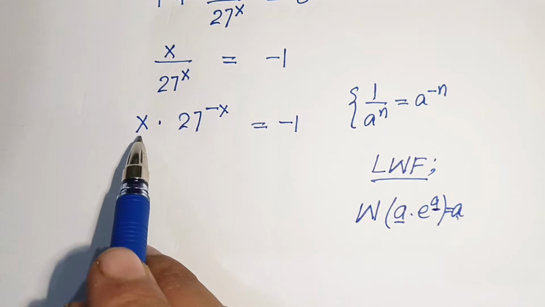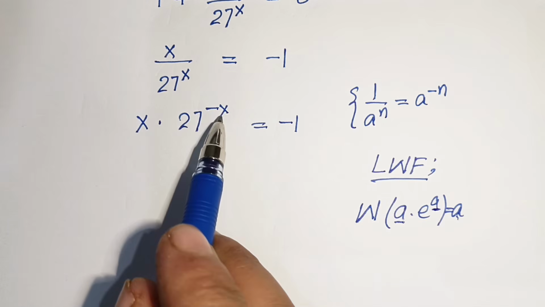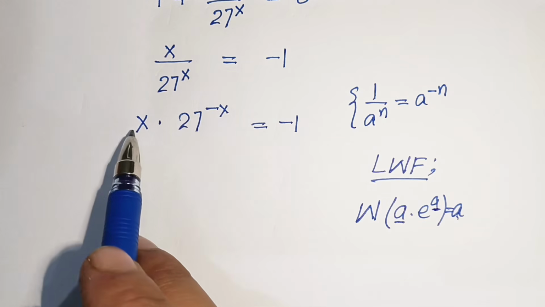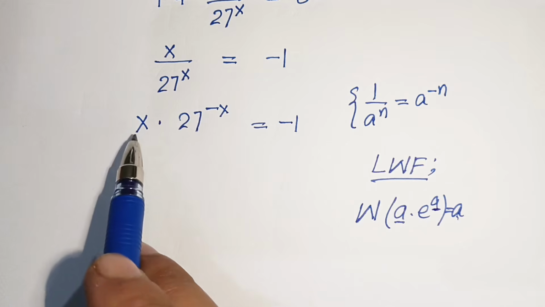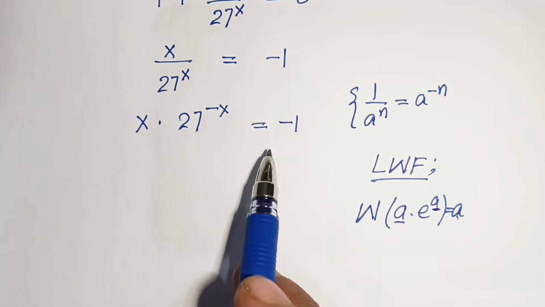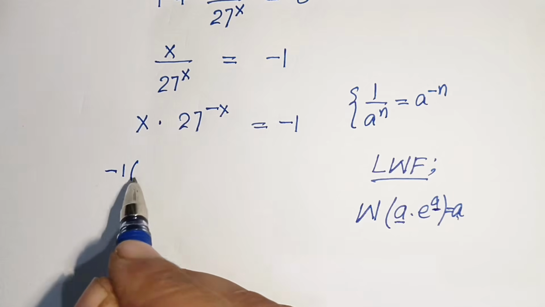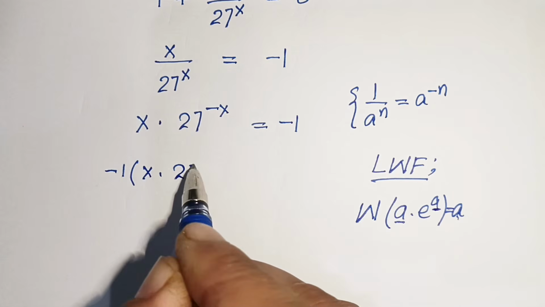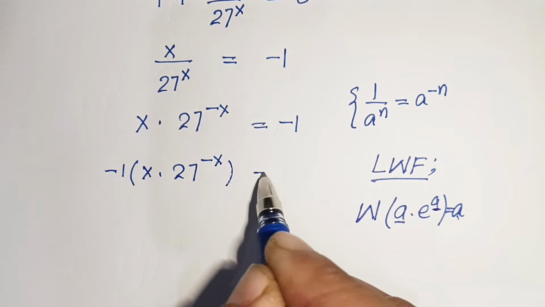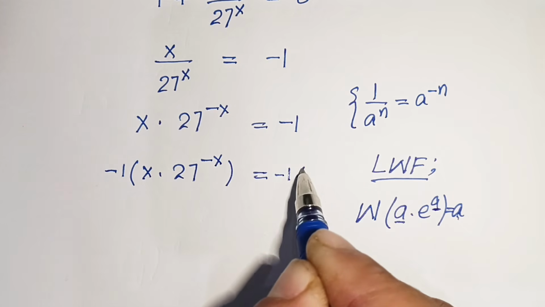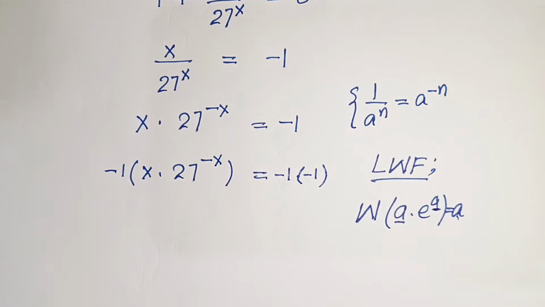Now here we see that we have x and it is minus x. So first of all we make this x a negative x. For this purpose we have to multiply minus 1 on both hand sides. So here we have minus 1 multiplied by x times 27 to the power minus x, which is equal to minus 1 times minus 1.